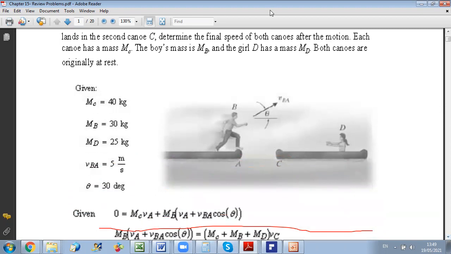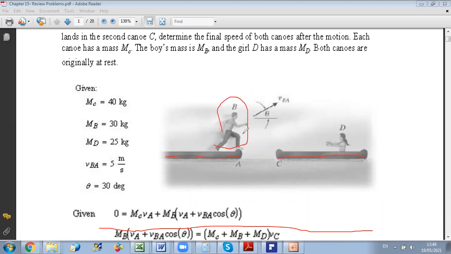So what we have here, we have two small boats, okay? Initially the systems are at rest, meaning all their velocities were zero. What will happen is that boy B will run towards the second boat. He wants to do a jump and he will land on the second boat, okay? The question is, what will be the velocity of the system, of the boat A and C, after the jump?